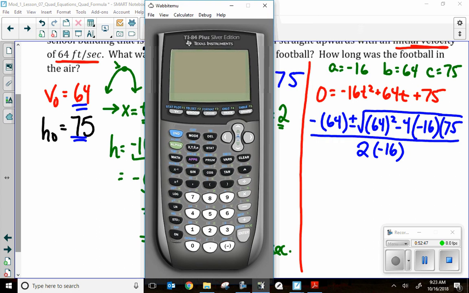Okay, turn this on. Come on, calculator. I need you. I'm going to put in our fraction and type it in exactly as that. The negation of 64 plus, I will start with my plus, the square root of 64 squared minus 4 times negative 16, times 75, holy smokes, all over 2 times negative 16.